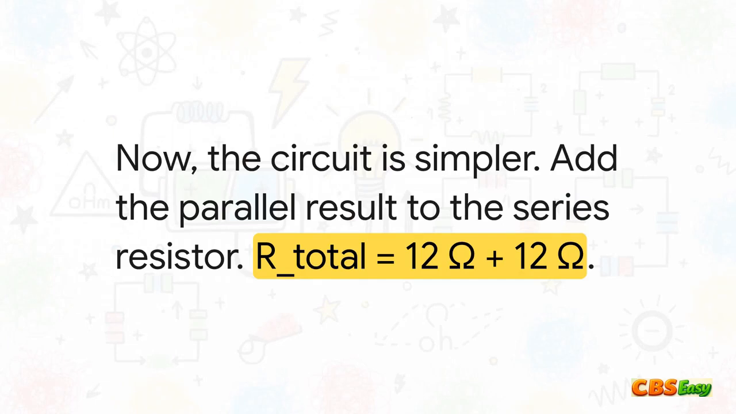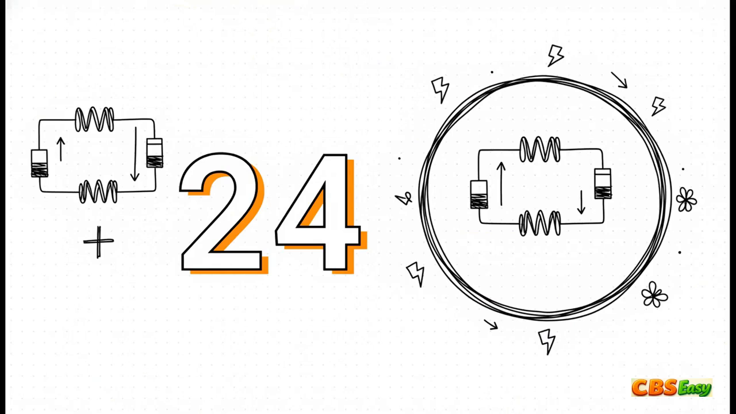Perfect. Now the circuit is so much easier to look at. In our heads, we just have our new 12-ohm piece, and it's in series, in a straight line, with that other 12-ohm resistor. To find the total resistance for the whole thing, we just add them up. And the math is as simple as it gets. 12 plus 12 gives us 24 ohms. And that's it. That is the total overall resistance of the entire circuit. We've managed to boil that whole messy diagram down to just one number.